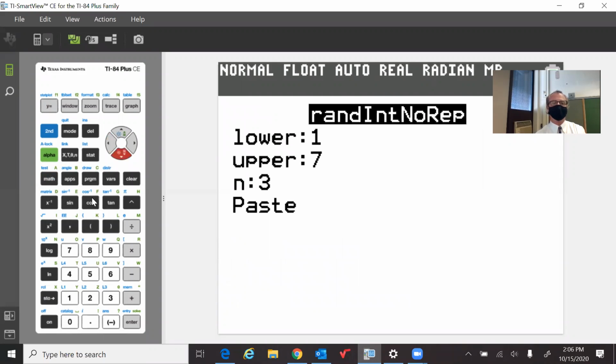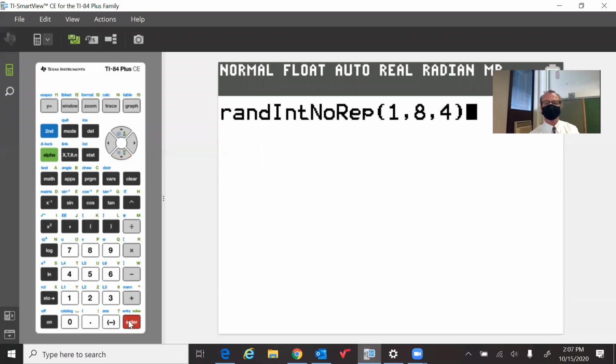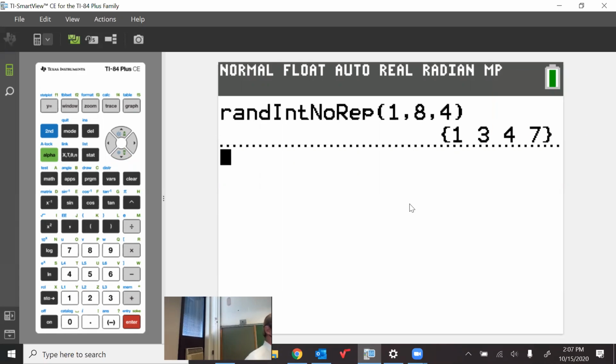I'm going to number the children in the room. 1, 2, 3, 4, 5, 6, 7, 8. 8, 7, 6, 5, 4, 3, 2, 1. Good? We're going to pick 4 people, and they are getting the treatment. And those people are 1, 3, 4, 7. Okay? 1, 3, 4, 7.